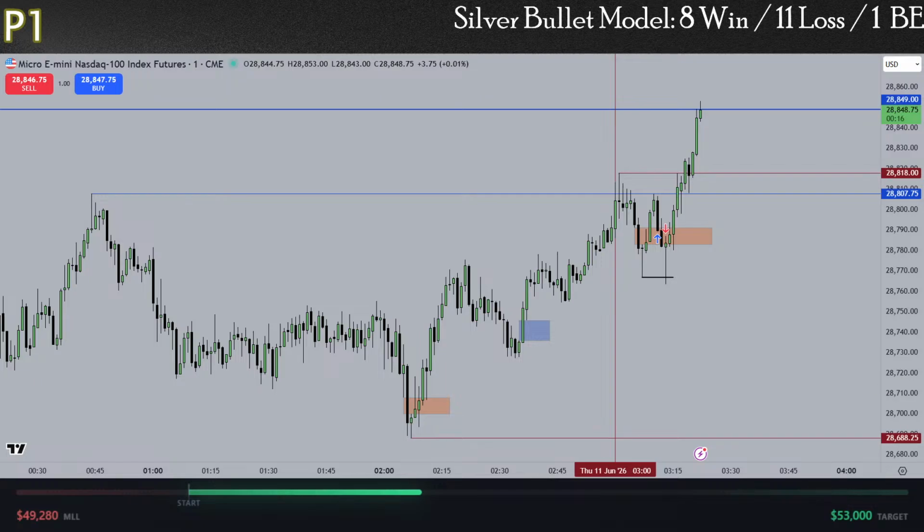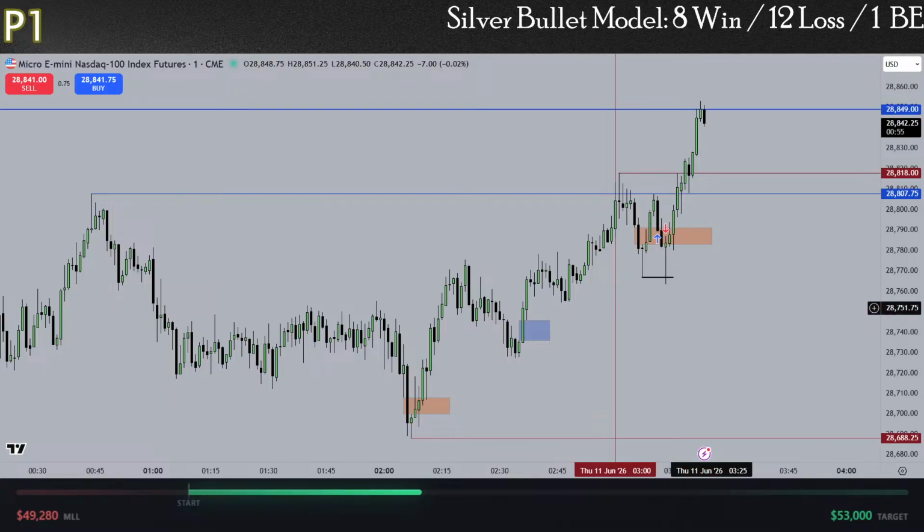By the way, let's update the counter. I forgot. 12 loss. Brutal. 12 loss, 8 win, 1 break even. But yeah, this type of trade. By the way, it moved perfectly to the draw that I was looking for.